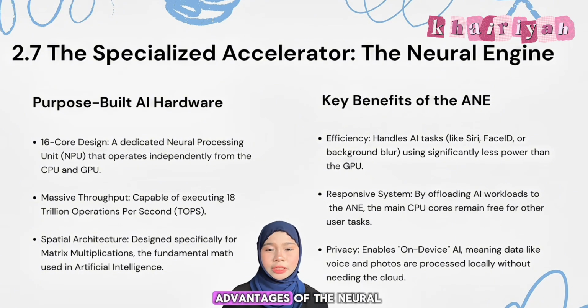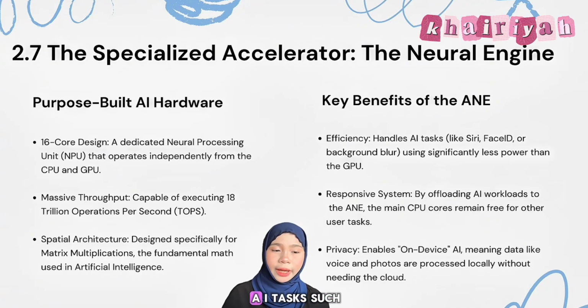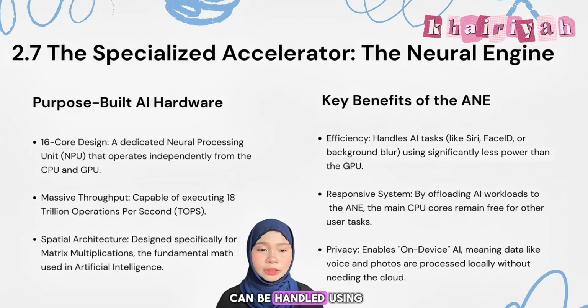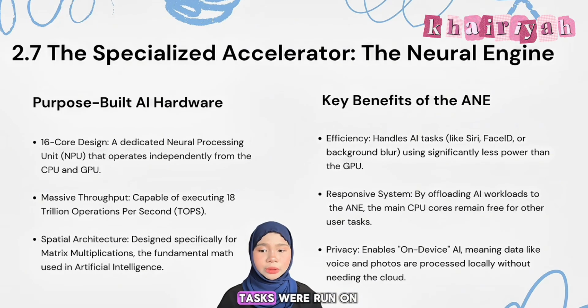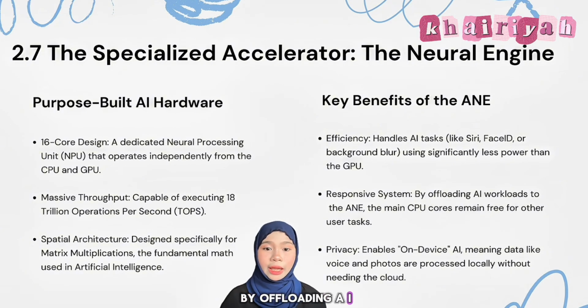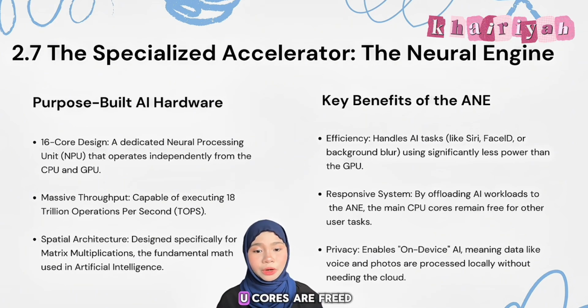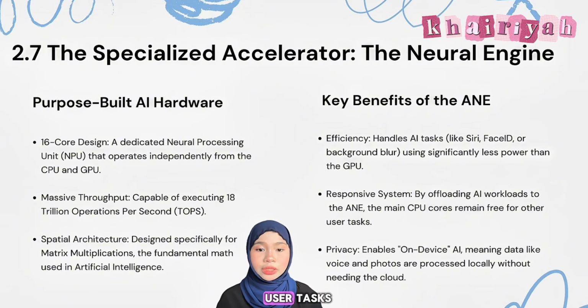One of the biggest advantages of the Neural Engine is efficiency. AI tasks such as Siri requests, Face ID, or background photo effects can be handled using far less power than if those same tasks were run on the GPU. By offloading AI workloads to the Neural Engine, the system remains responsive because the main CPU cores are freed up to handle other user tasks.